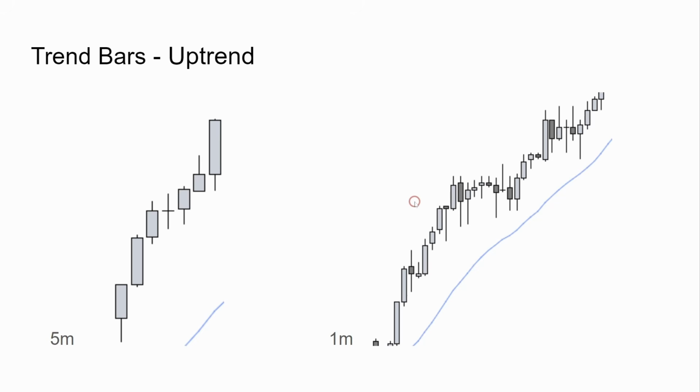Here's an example of trend bars for an uptrend. We can see how they open on the lows and close on the highs, open on the low, close on the high. Very small overlap, so the market's expanding away from price. Open on the low, close on its high.